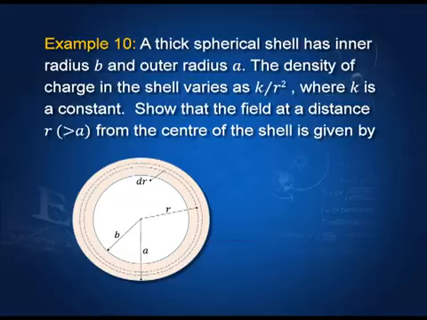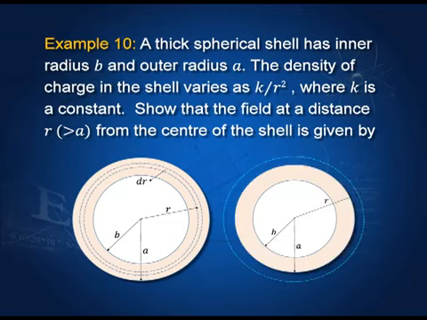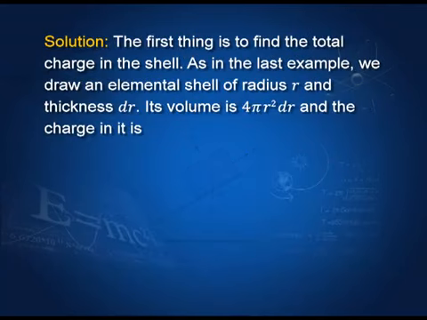Now, we take a slightly different case. A thick spherical shell has inner radius b and outer radius a. So, it is a thick shell, therefore, inner radius b and outer radius a. This is the shell. The density of charge in the shell, not inside the shell, in the shell here, varies as k by r squared. And now, we are asked to find the electric field at points outside the shell, and also inside the shell, for a point at a distance r from the center, which is between b and a. So, it is inside the shell. The shell is thick. So, let us find out. The first thing is to find the total charge in the shell.